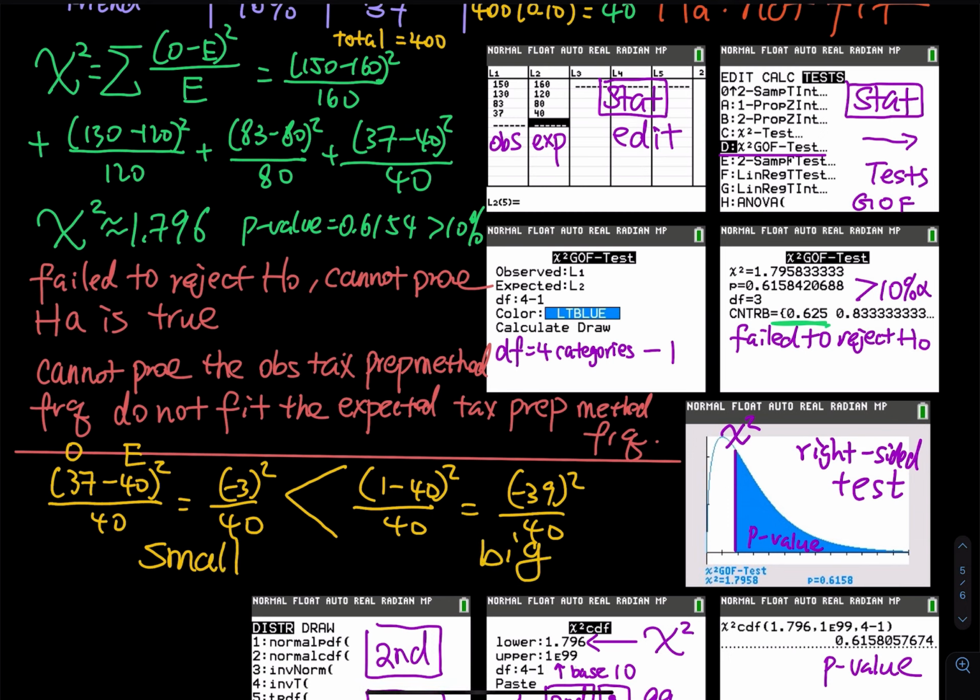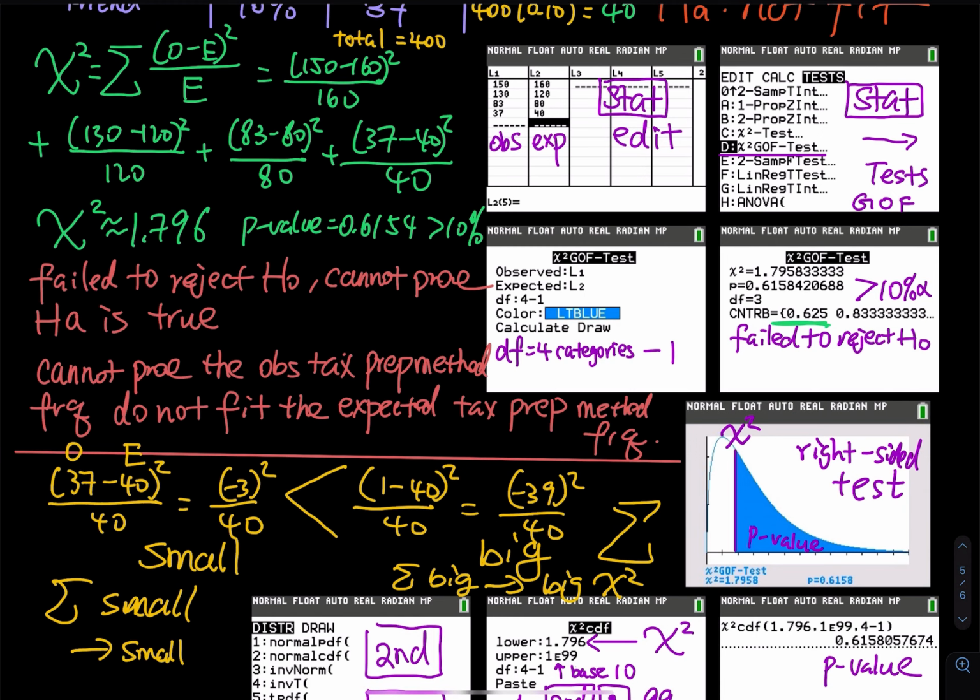And then what is the formula asking you to do? The formula is asking you to find the summation. So this, you have a sum of small numbers, versus the sum of big numbers. Which one gives you a big chi-square? The answer is that this leads you to a big chi-square, and then this leads you to a small chi-square.